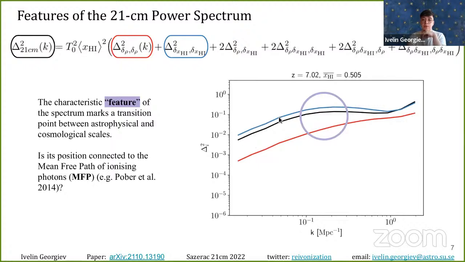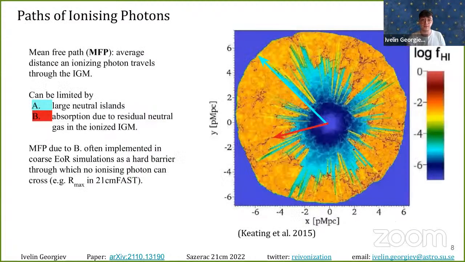And at which point does the 21 centimeter power spectrum transition away from being a biased version of the density power spectrum? This is quite often in the literature related to a characteristic feature, which has often been associated with the characteristic size of ionized bubbles during the epoch of reionization, or possibly connected to the mean free path of ionizing photons. And hence why I chose to examine the mean free path itself.